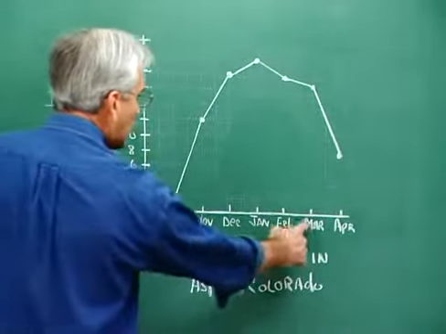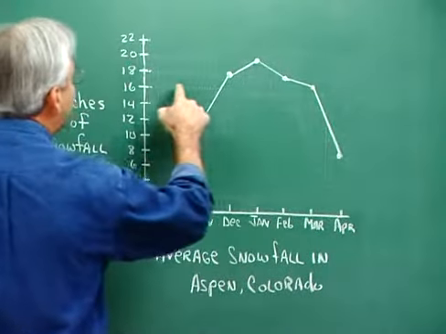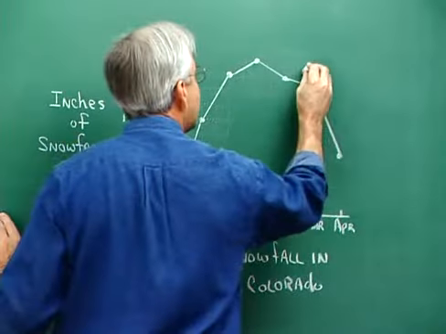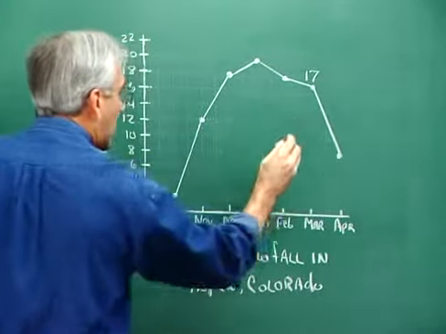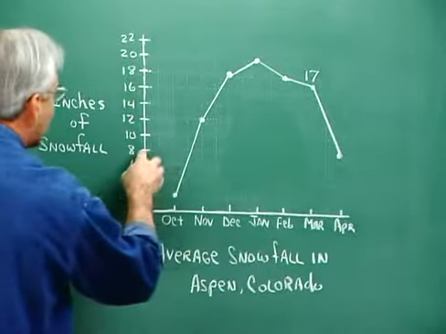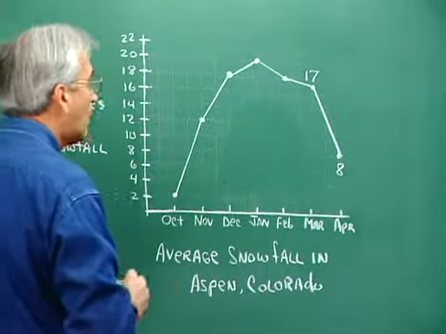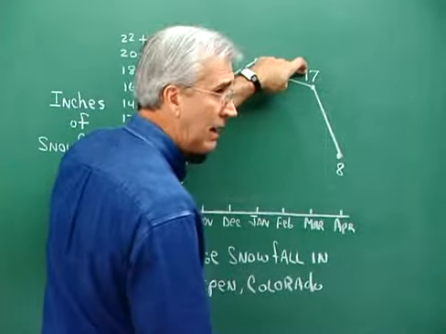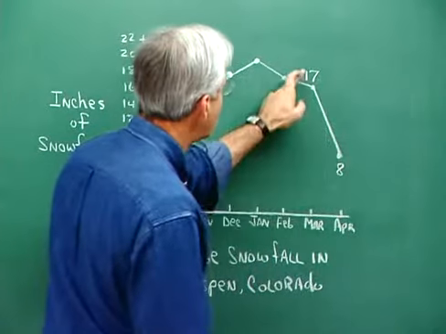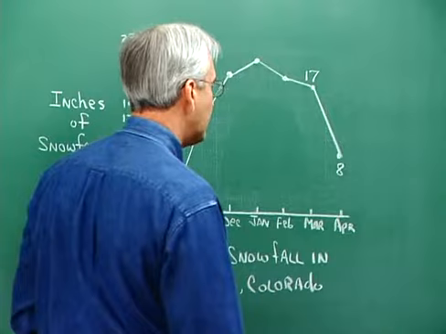We'd look at March and look up at the dot for March and look over to the left, and that dot is between 16 and 18. Let's call it 17. And for April, here's the dot looking over to the left. It corresponds with 8. So we have a snowfall of 17 inches on average in March, 8 inches on average in April. Together, 17 and 8, 25 inches of snowfall for those 2 months.